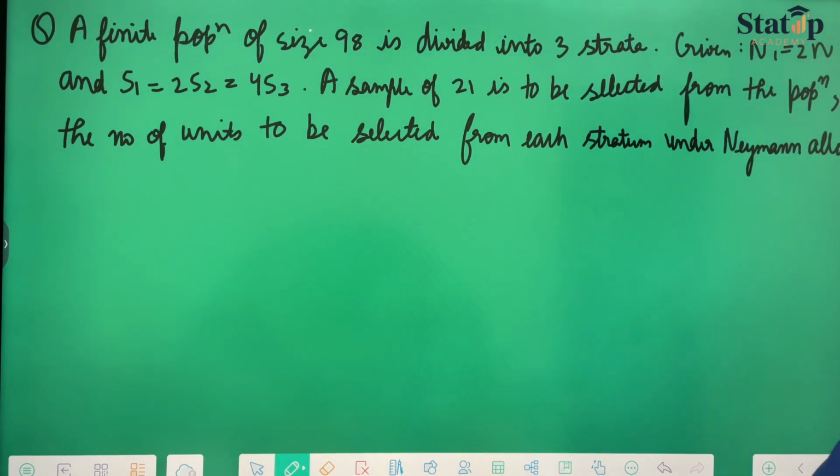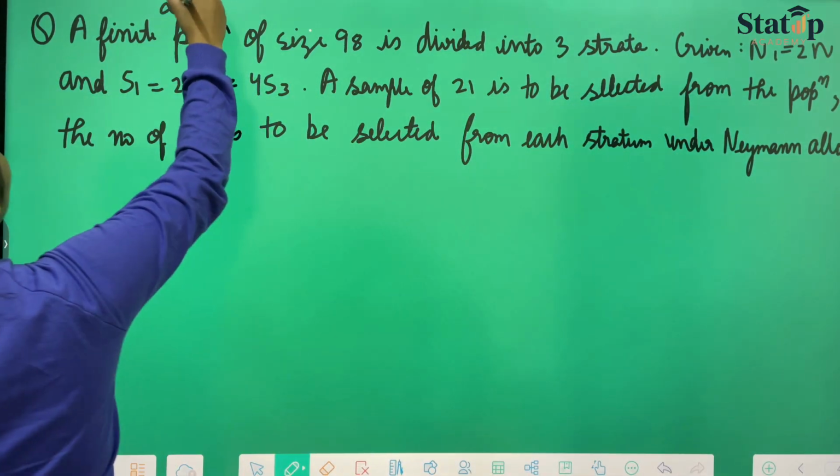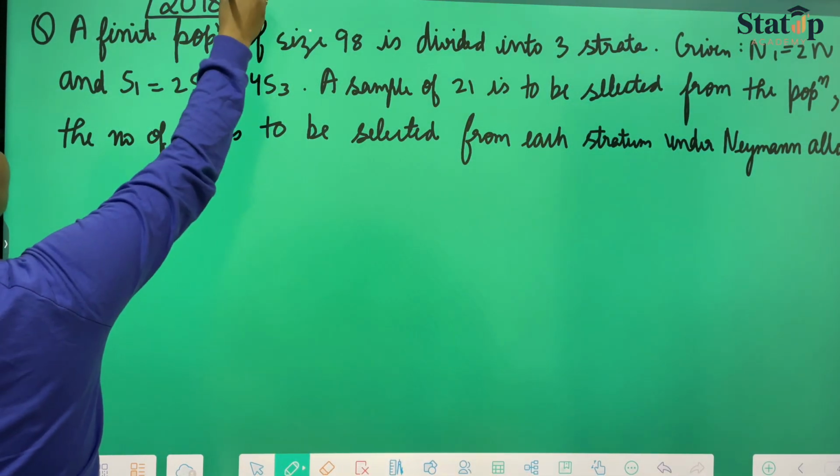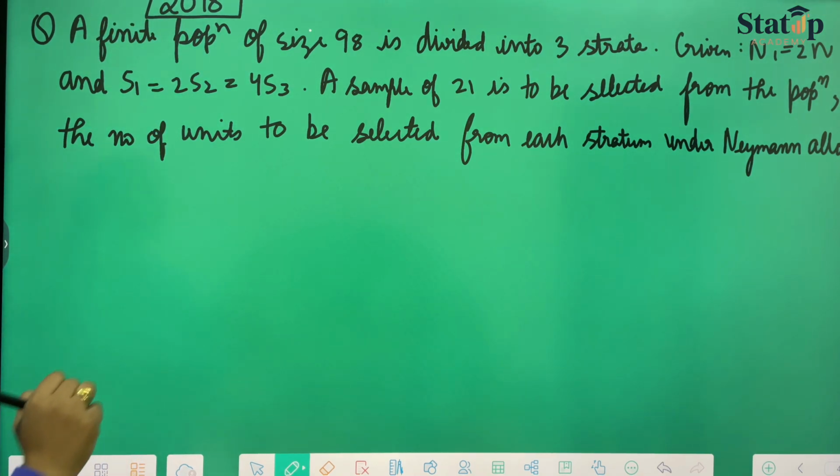Now moving on to the second question, which is again of 2018 only, and it was of 10 marks. So this question says that a finite population of size 98 is divided into 3 strata, given n1 is equal to 2, n2 is equal to 4, n3, which are the sizes of the 3 strata n1, n2 and n3, and s1 is equal to 2, s2 is equal to 4, s3, which are the variances of the strata 1, 2 and 3 respectively. A sample of 21 is to be selected from the population. Obtain the number of units to be selected from each stratum under Neyman allocation.